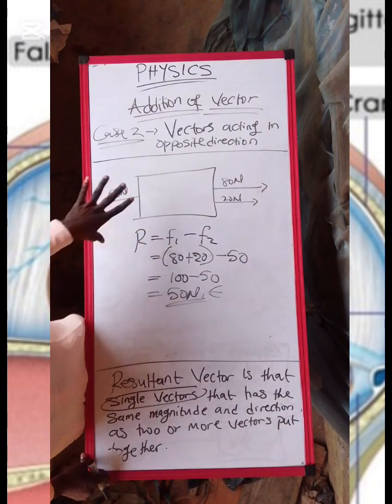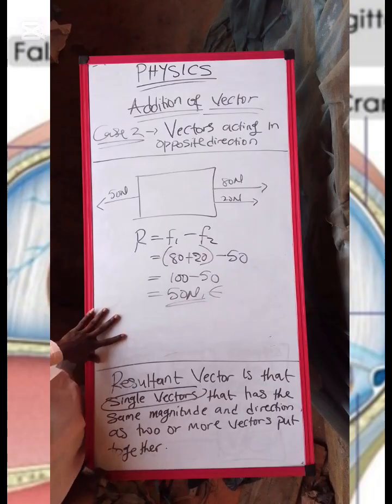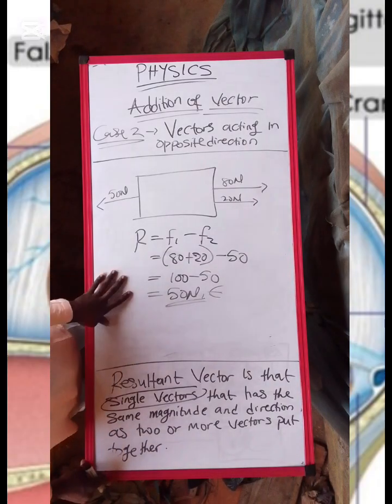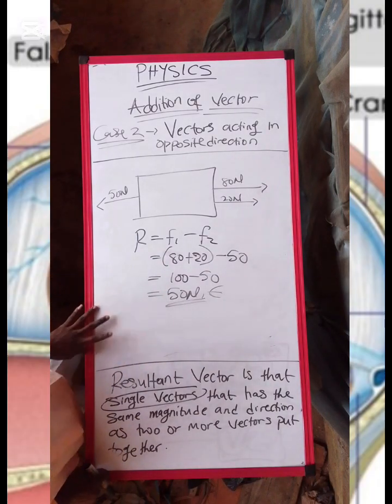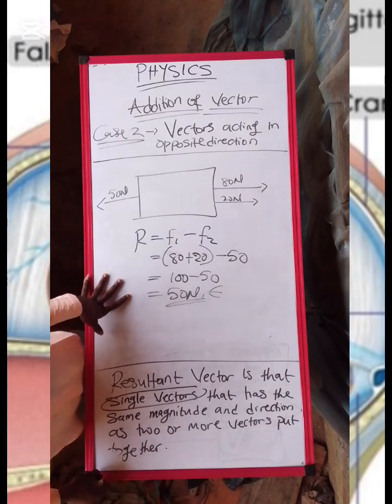With that, we have come to the end of this particular part. In the next video, we'll be looking at addition of vectors that are perpendicular to each other. We'll be working with perpendicular vectors, that's vectors at an angle of 90 degrees.